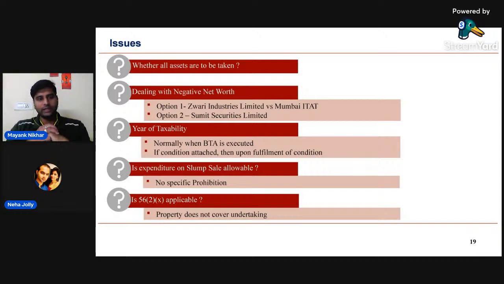Whether the expenditures that have been incurred on this slump sale exercise are allowable or not. There's no specific prohibition under the Income Tax Act which restricts the expenditures from being allowed. Again, whether Section 56(2)(x) would be applicable? No, because Section 56(2)(x), as per the property definition, does not cover an undertaking.